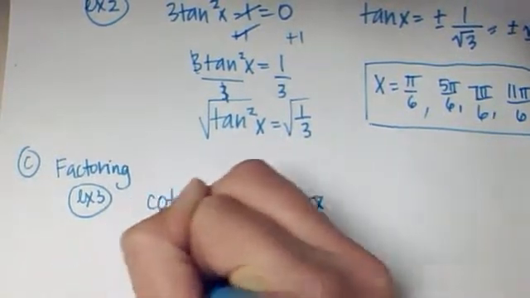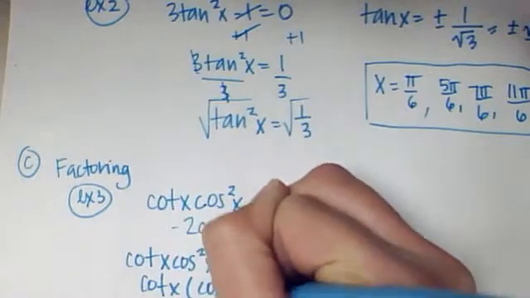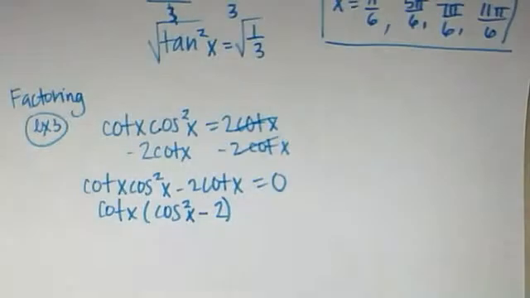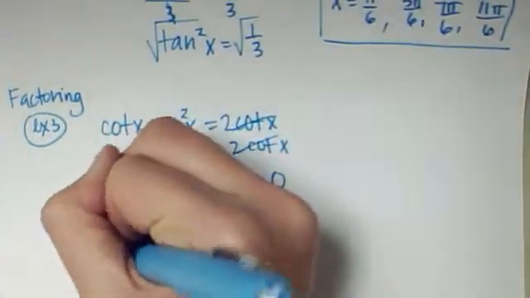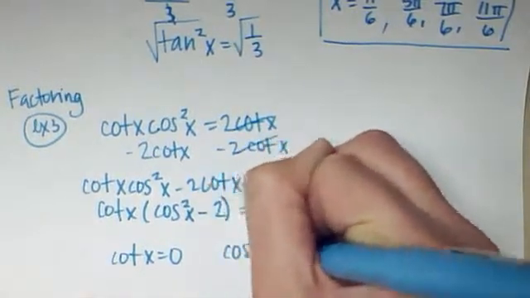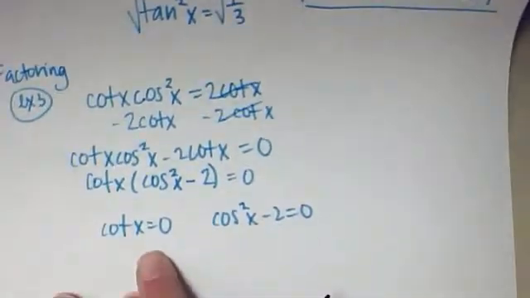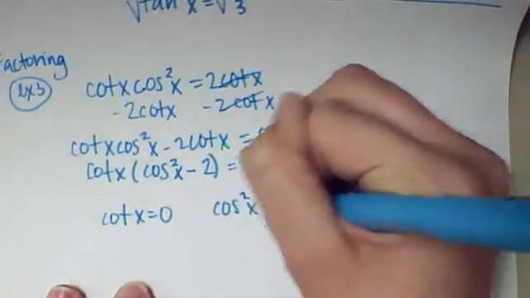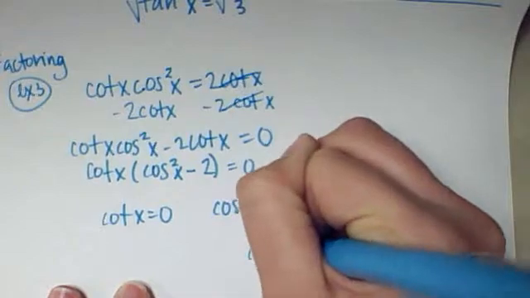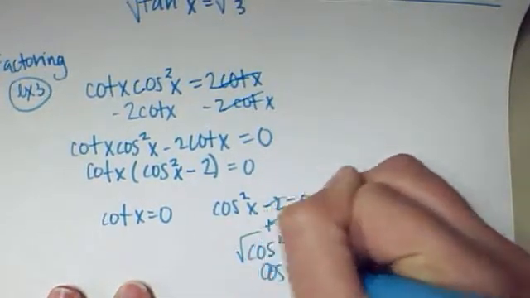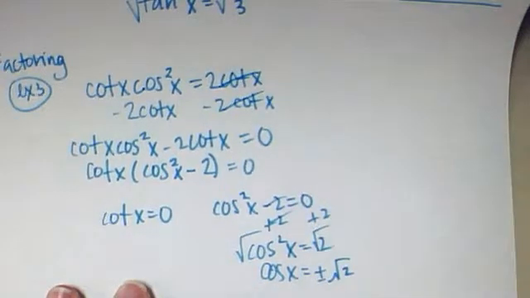I'm going to factor out the cotangent of x, which is cosine squared x minus 2, and set that equal to 0. Sorry, I'm having some space issues here. There we go. So cotangent of x equals 0, and cosine squared of x minus 2 equals 0. This one's already solved. We'll just have to find that on our unit circle. On this one, I'm going to add 2 to both sides, and take the square root. And I'll get plus or minus the square root of 2.